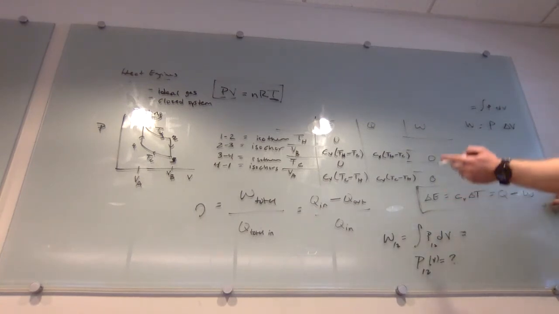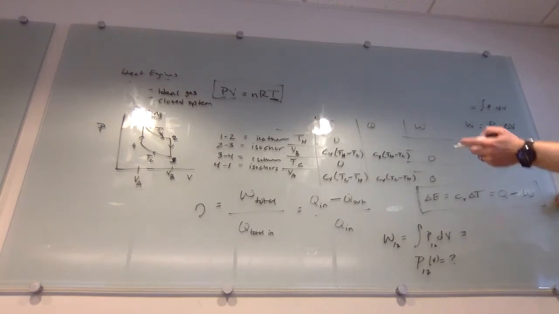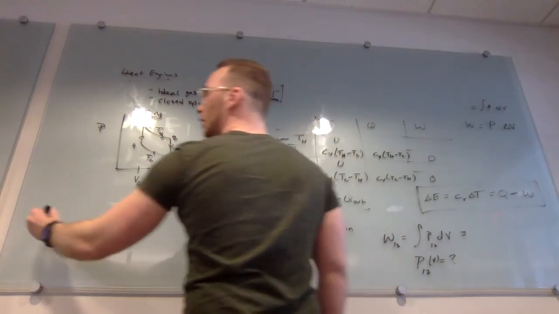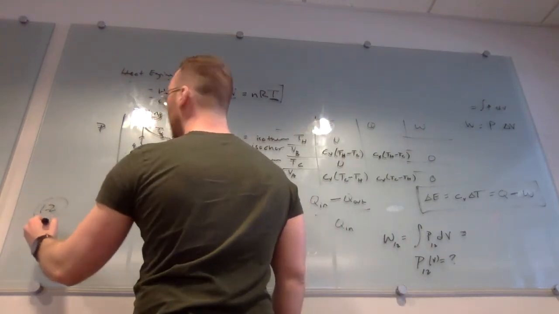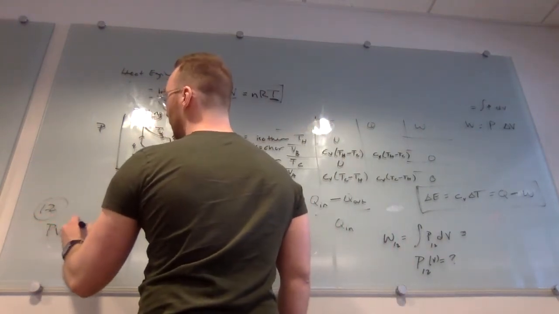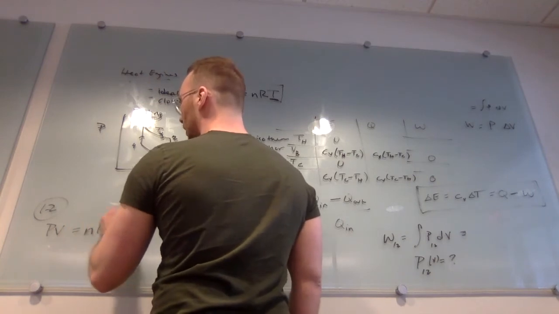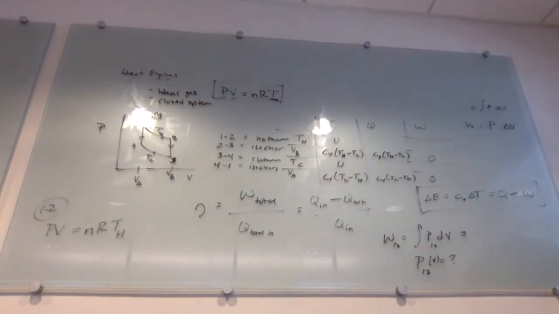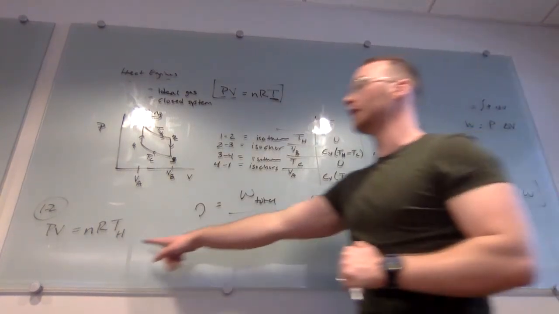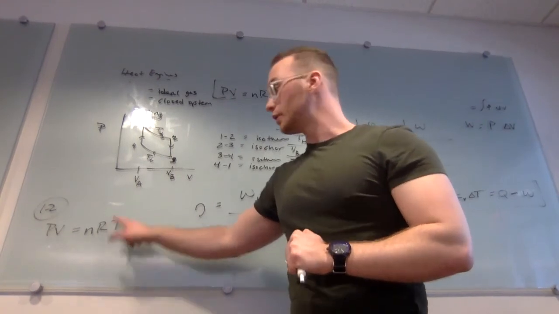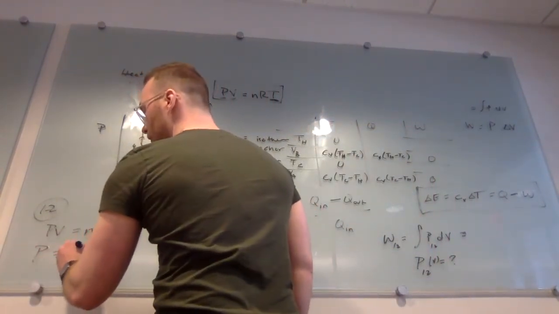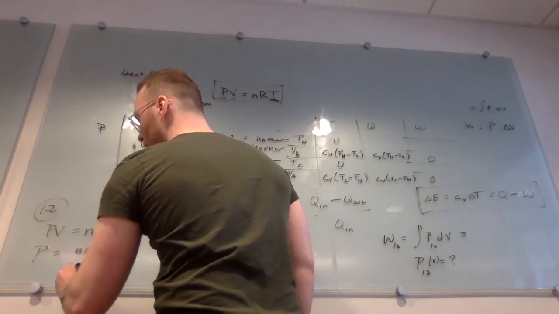Well, what do we know about 1 to 2? 1 to 2 is an isotherm. So 1 to 2, we have PV equals nRT. But this is nRT hot because it's at the hot place, right? So this right-hand side is entirely a constant, right? So this is just a number. How do we get P as a function of V? Just like that.